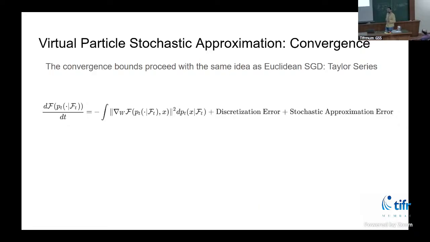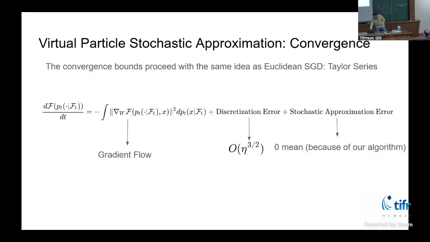Because it's an unbiased estimator, like I said, you get IID particles. Conditioned on F_t, the virtual particles are IID. So this is gradient flow. Here is the explanation. We know the discretization error is of the order eta to the 3/2, where eta is the step size, and the stochastic approximation error is zero mean because of our algorithm, because it's an unbiased estimator.